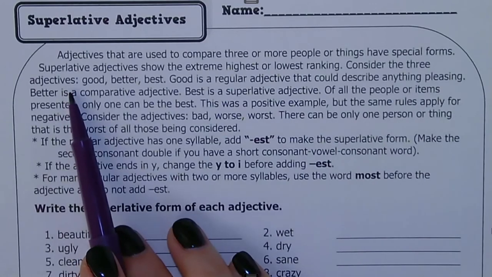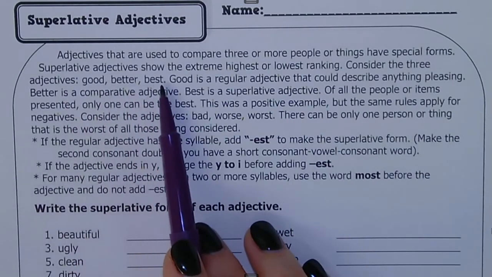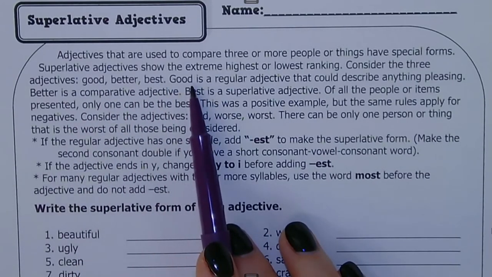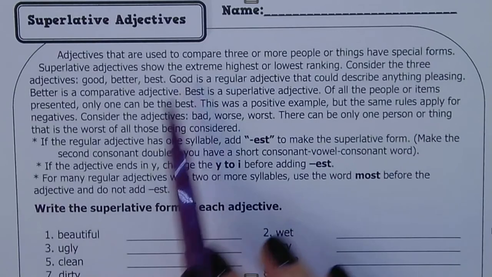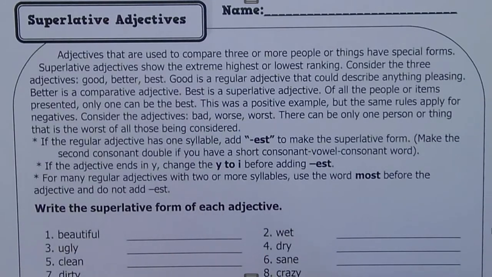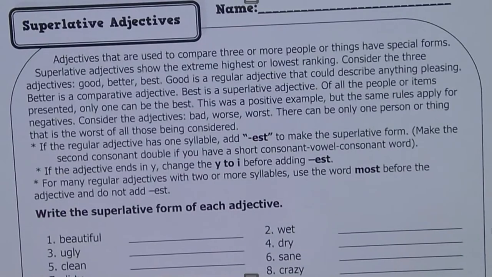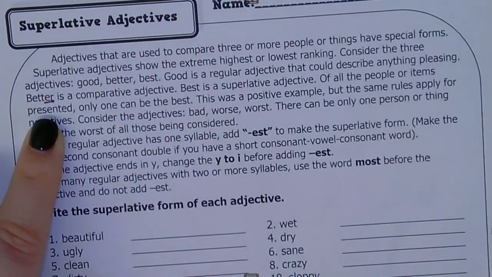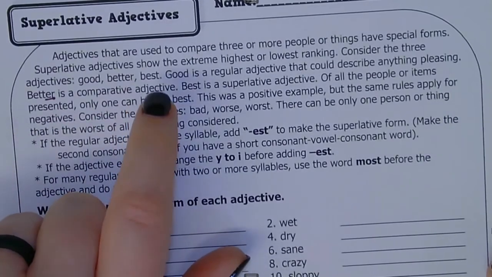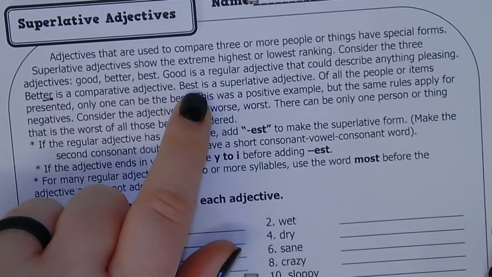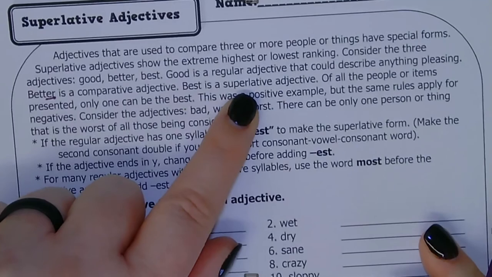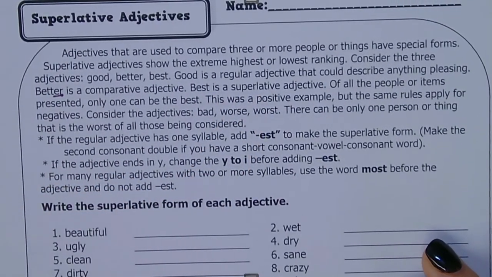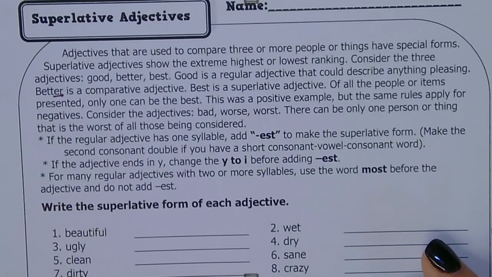Consider the 3 adjectives: good, better, best. Good is a regular adjective that could describe anything pleasing. Better is a comparative adjective. Notice the ER. Better means you're comparing 2 things. That's the comparative adjective. Best is the superlative adjective. Of all the people or items presented, only one can be the best.